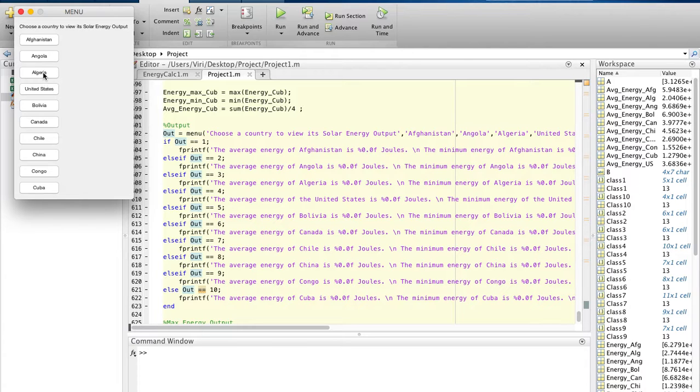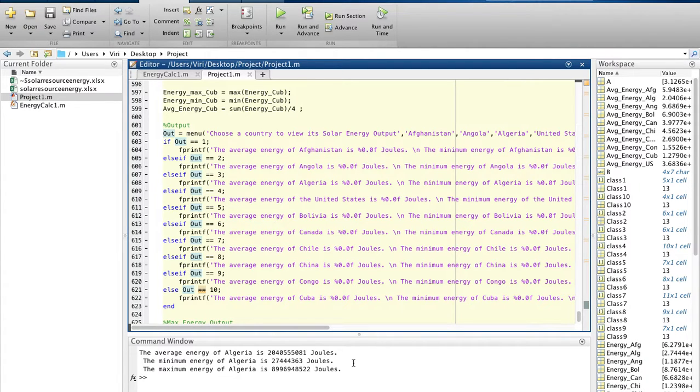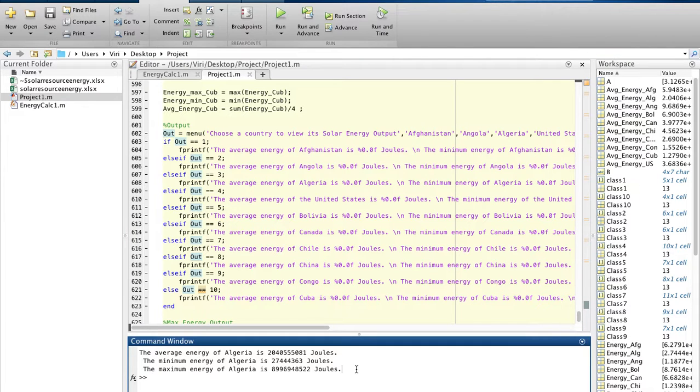oh, I'm sorry, let's try again. Algeria. Okay, there it is. So the information will come out for that specific country. So we used an if statement just basically determining if the user clicks the first option or the second option, and then we just fprintf whichever country the user is interested in.